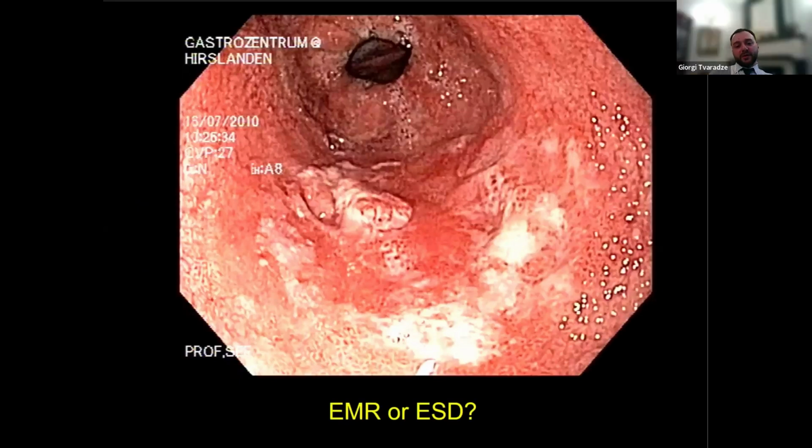So now let me show you an example. This is a Barrett's patient, and here is a visible lesion, a 2 centimeter lesion. So what should we do? Should we do EMR or ESD? Today, of course, we choose ESD because we have caught up with the ESD techniques. However, if you look at the date, it was done in 2010. By that time ESD in Europe was not so good, that's why we performed EMR.